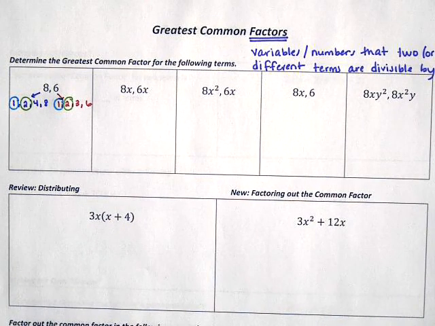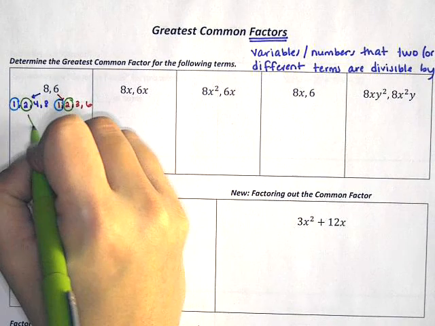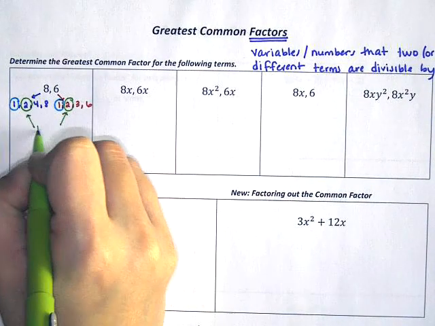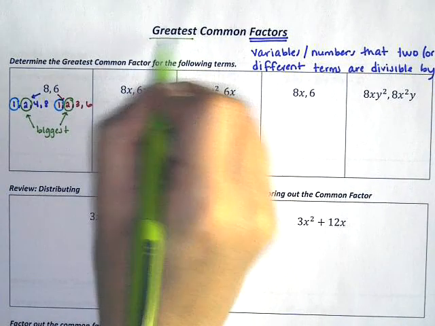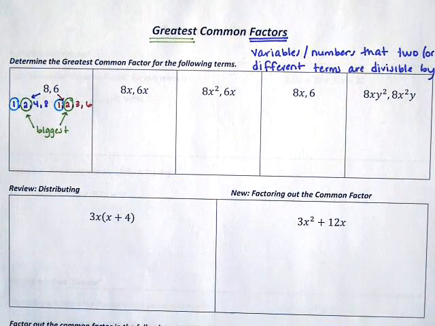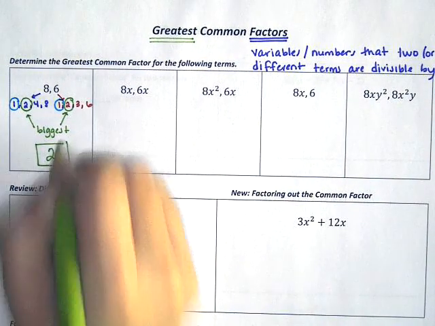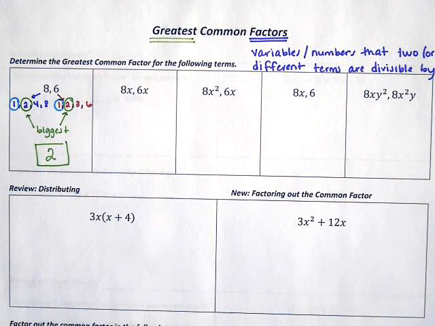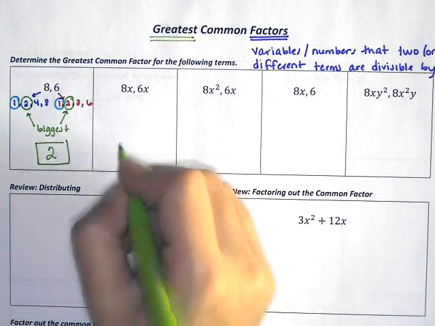So we want to choose the bigger of the two numbers. Since the 2 is bigger, it is going to be the greatest common factor. So our answer here to this problem would just be 2. Now if I gave you, instead of just an 8 and a 6, an 8x and a 6x, well, we're dealing with the same numbers. So we know that the biggest number that goes into an 8 and a 6 would be a 2.